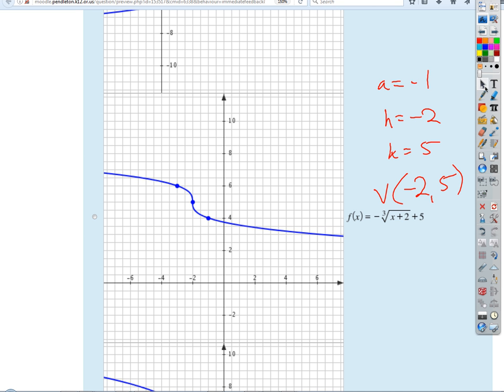Wait, what do you do with the cube, that 3? No, that just tells us that it's a cube root. So the parent graph is going in both directions, not just one direction like a square root. Okay. So let's try another one.